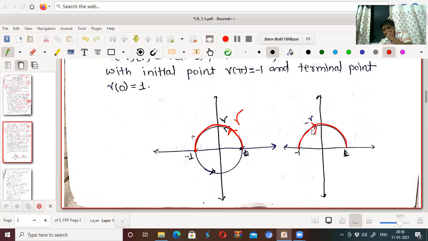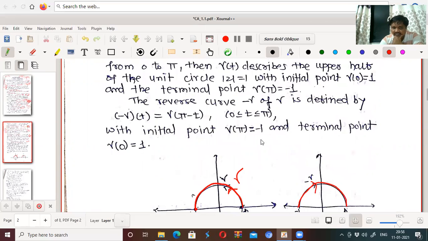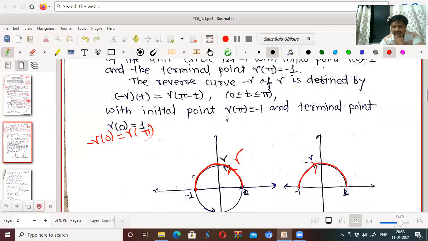Whose initial point is minus 1 and terminal point is now here. What about minus gamma at t is equal to gamma at pi minus t? So minus gamma at 0 equal to gamma at pi. Whatever gamma at pi is, it is minus gamma at 0. And minus gamma at pi becomes gamma at 0.